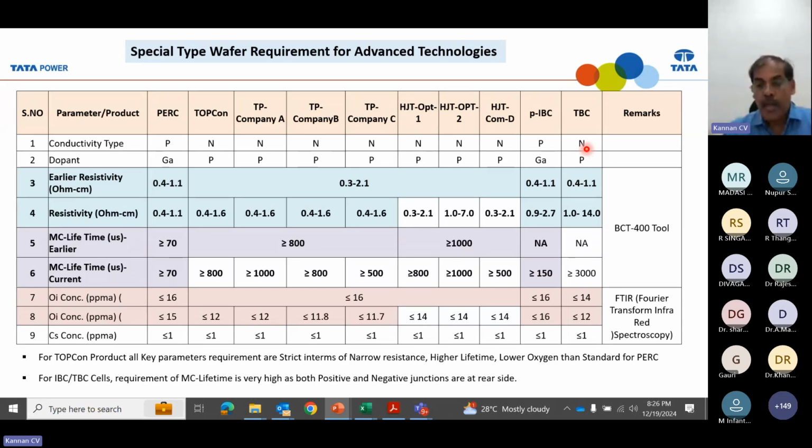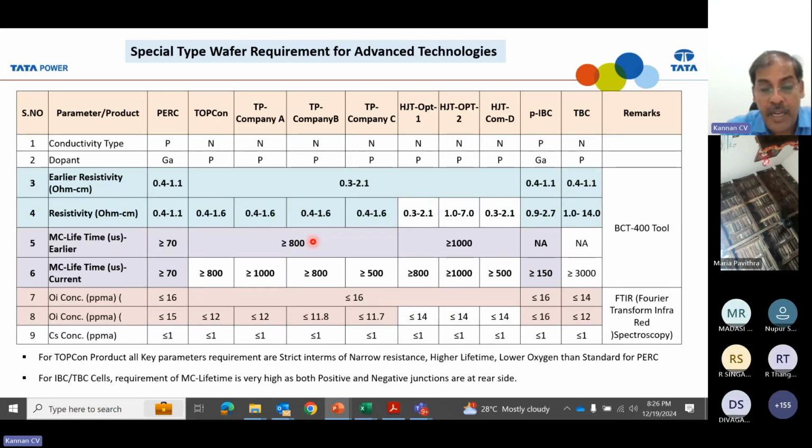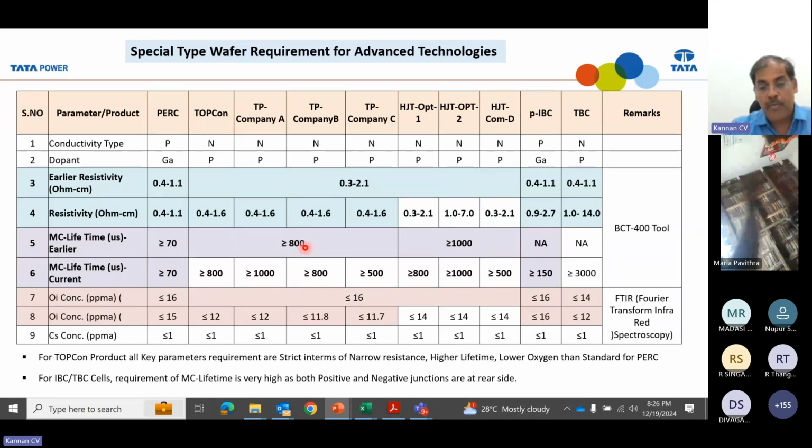And if you see the lifetime, for the n-type crystal you are growing, the minority carrier lifetime will be 800 microseconds, whereas for p-type the minority carrier lifetime is very poor, 70 microseconds. When you grow an n-type ingot from the same kind of polysilicon, you can get very high purity and a much higher minority carrier lifetime. And HJT needs 1000 microseconds, that means 1 millisecond lifetime.